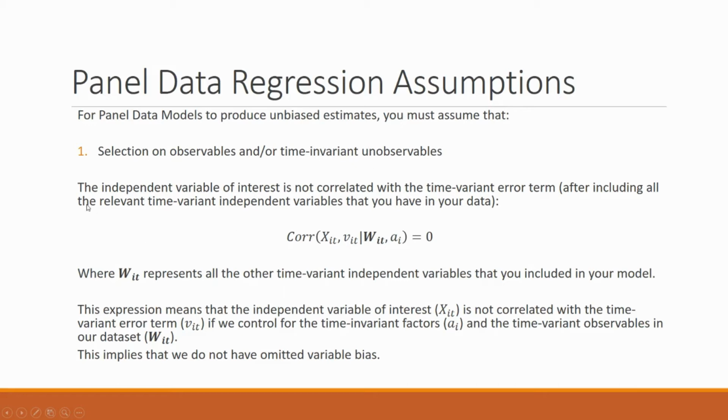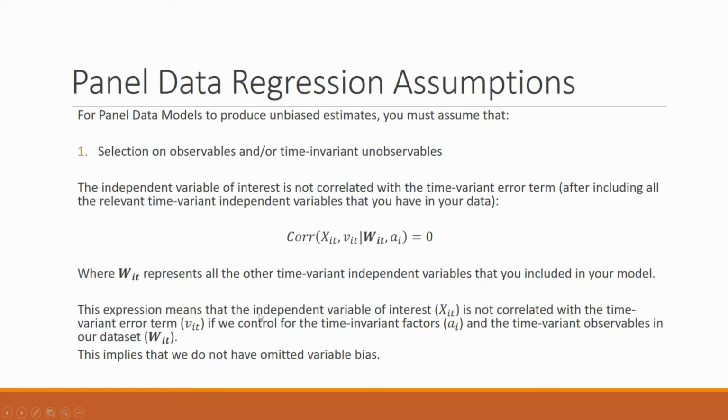So let's relate this. The independent variable of interest is not correlated with the time variant error term after including all the relevant time variant independent variables that you have in your data. What's that mean? That means that there is no correlation between the independent variable of interest and the time variant error term, so long as we control for time variant independent variables, this is W, and we are controlling for the time invariant factors.